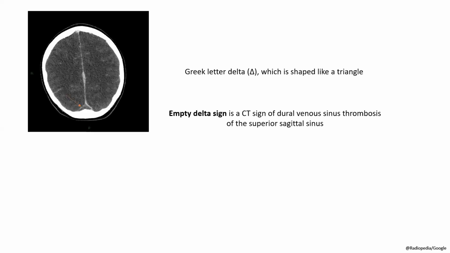What is this sign? This is empty delta sign. So delta is basically a Greek letter which is shaped like a triangle. So this is a triangle, but this is empty as there is thrombosis here. So this is seen in dural venous sinus thrombosis, and this is basically seen in superior sagittal sinus, and this is described as empty delta sign.